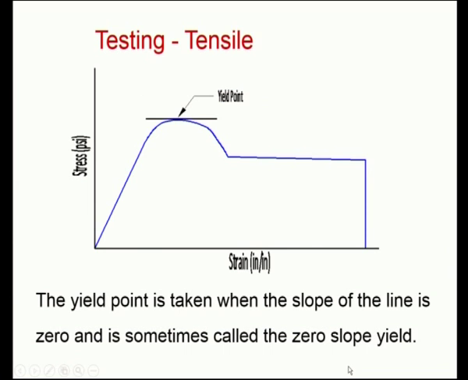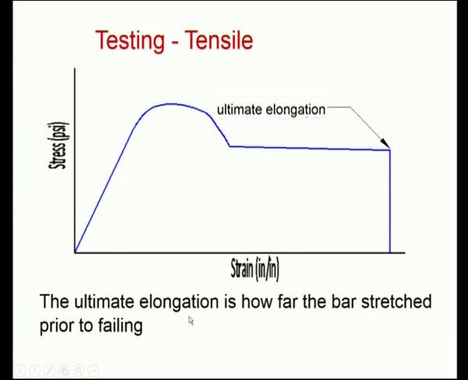Next, the yield point. The yield point is taken when the slope of the line is 0, and is sometimes called the zero slope yield. In other words, it is the maximum value the stress strain curve reaches, which is taken as the yield point. If you subject it to more stress beyond this yield point, the material may fail. Next, the ultimate elongation is how far the bar stretched prior to failing. Therefore, the maximum strain it undergoes is the ultimate elongation.